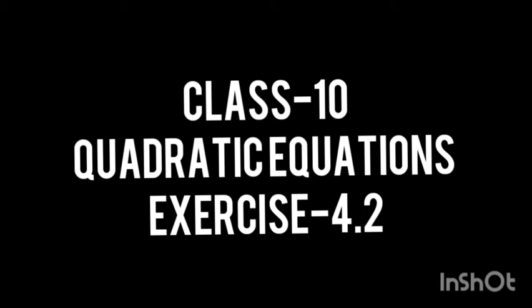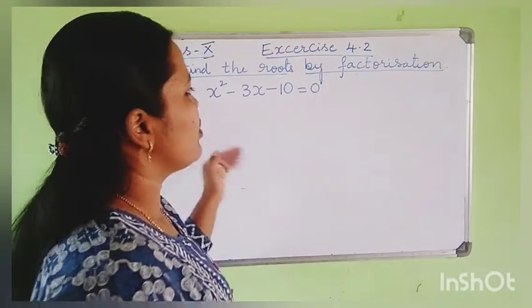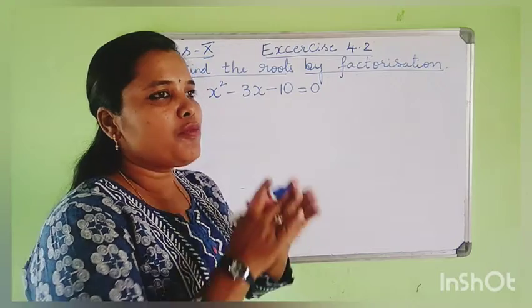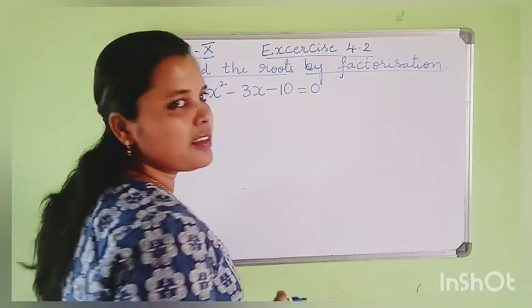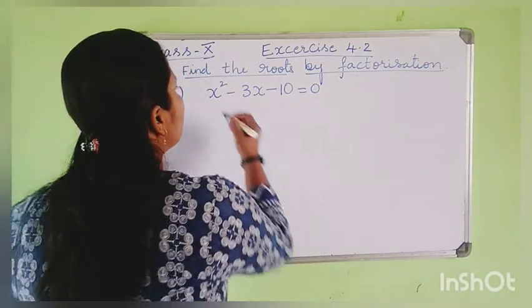Today we are discussing exercise 4.2 from quadratic equations. This is very important. If you go to the next higher class also, it will be there. Factorization method: you have to factorize the middle term. It is also called splitting the middle term, right? So listen carefully to the steps, one by one.